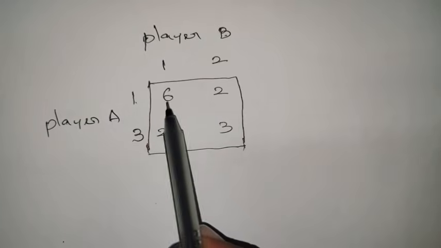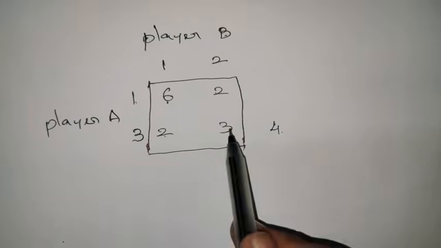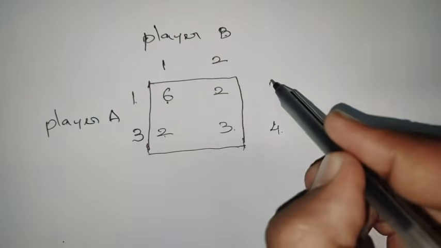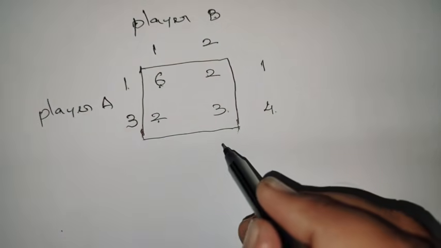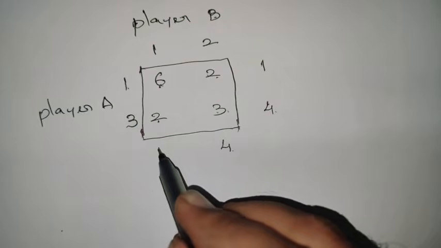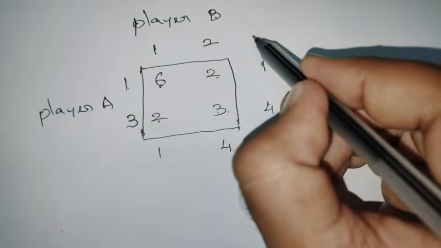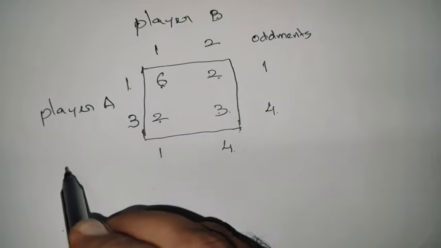So the difference of 6 and 4, write it here. Difference of 2 and 3 is 1, write it here. Next, difference of 6 and 4, write it here. Difference of 2 and 3 is 1, write it here. So these are the arguments. These are all of the arguments.